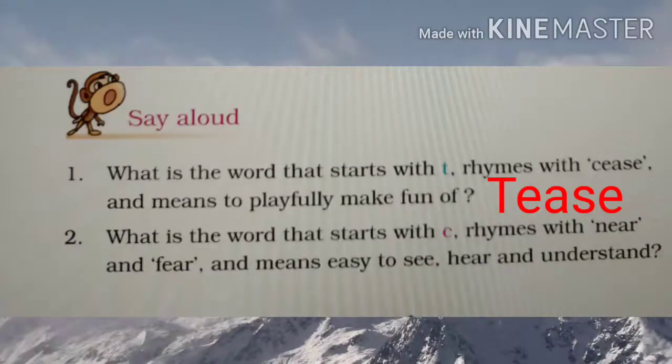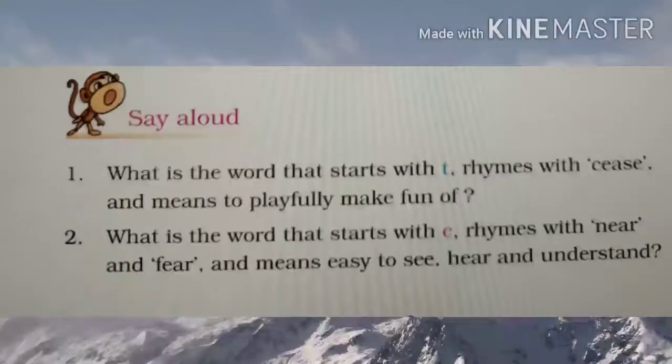Now know about question number 2. What is the word that starts with C, rhymes with near and fear, and means easy to see, hear and understand? Once again, what is the word that starts with C, rhymes with near and fear, and means easy to see, hear and understand? Now guess the answer of this question.